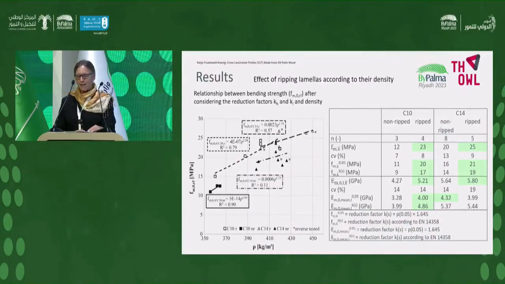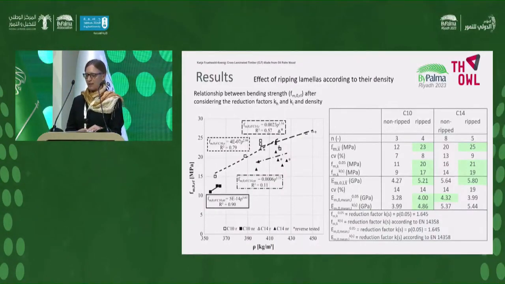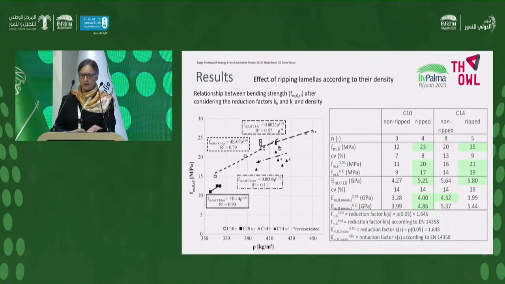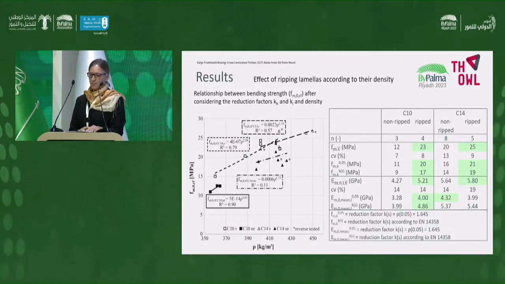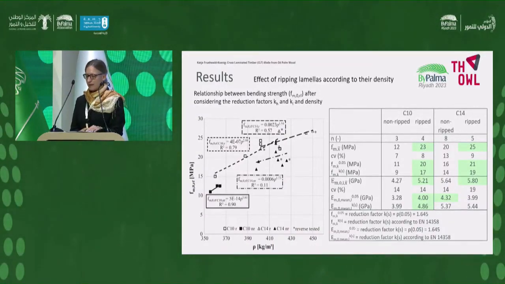In the figure on the left, the reduction factors for the height and the length are taken into account. The bending strength of the rib beams is higher than that of the non-rib beams at the same density. The characteristic bending strength of the rib beam C14 is 21 megapascal and comparable to that of the C10 beams with 20 megapascal. The difference in the characteristic bending strength of the non-rib C10 beams with 11 megapascal and C14 beams with 16 megapascals is higher.